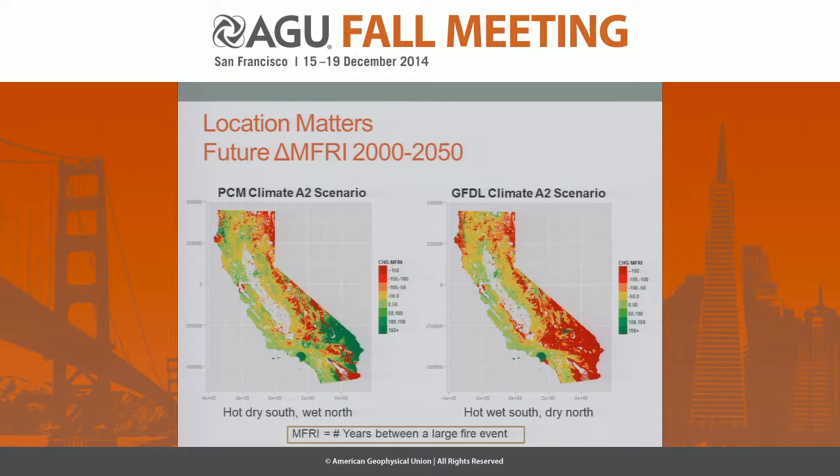So going forward, we ran it on CMIP, the previous CMIP round. These are PCM Climate A2 and GFDL A2, and essentially these are acting as sort of boundaries. One is a hot, dry south and a wetter north. Then GFDL is a hot, wet south and a drier north.